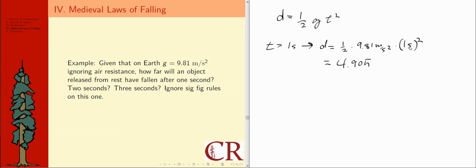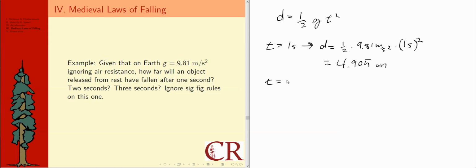So it's always important to check units in physics. So meters per second squared times 1 second squared, that's a second squared there, cancels that one. So I'm going to get meters, which is really sensible and what I expected given the fact that I'm calculating a distance. Let's look at the other two.